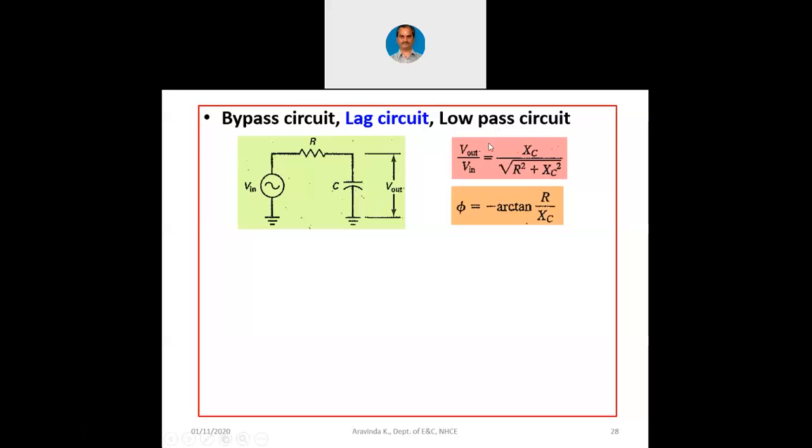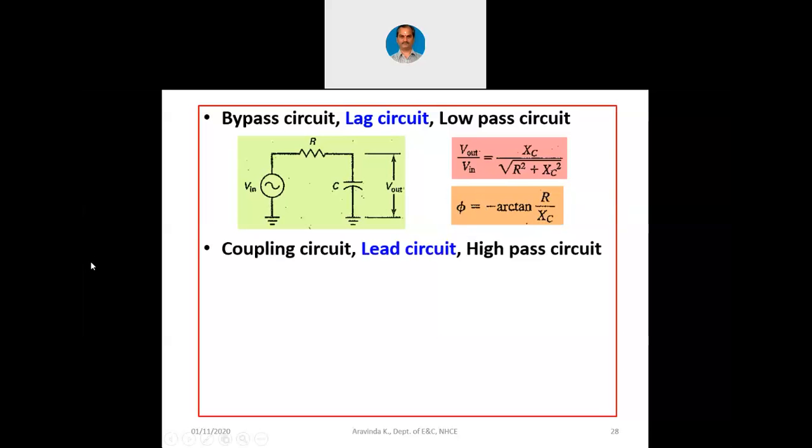So the V out by V in ratio is Xc divided by square root of R square plus Xc square, and the angle between output and input is minus arctan of R by Xc. Arctan is nothing but tan inverse. Tan inverse of R by Xc. You have already become familiar with this particular expression also. Now this is called a bypass circuit, or lag circuit, or low pass circuit.